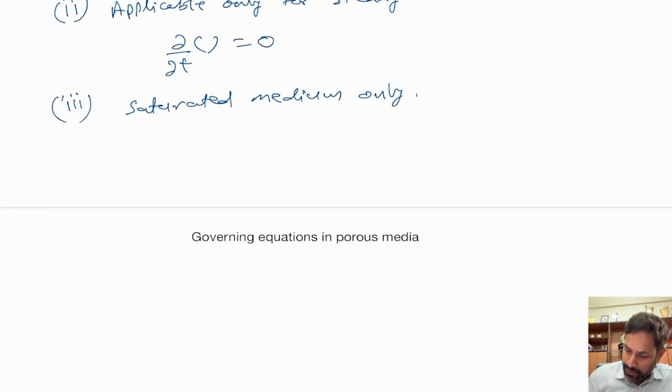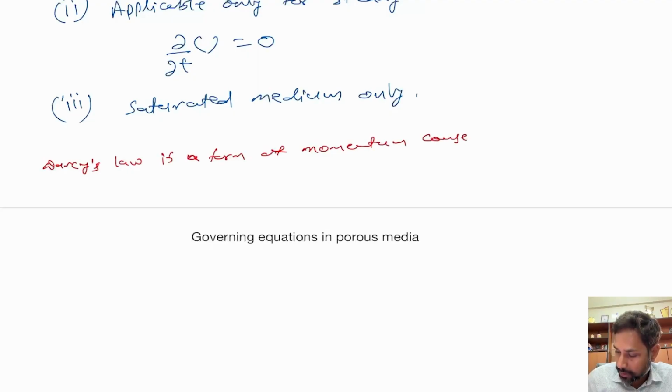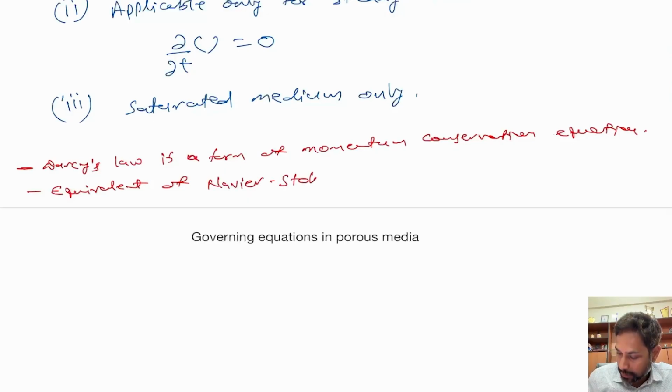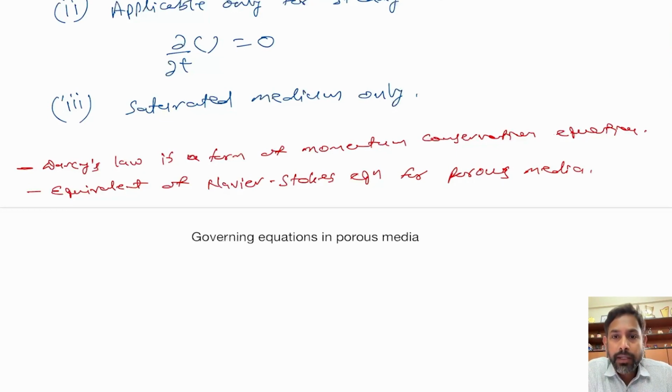And here you will notice that Darcy's law is a form of momentum conservation equation. Okay, this is the equivalent of the Navier-Stokes equation for porous media. So Darcy's law actually gives you the momentum conservation equation, and it is equivalent of the Navier-Stokes equation. So we don't use the Navier-Stokes equation in case of porous media. We rather use Darcy's law instead of the Navier-Stokes equation.